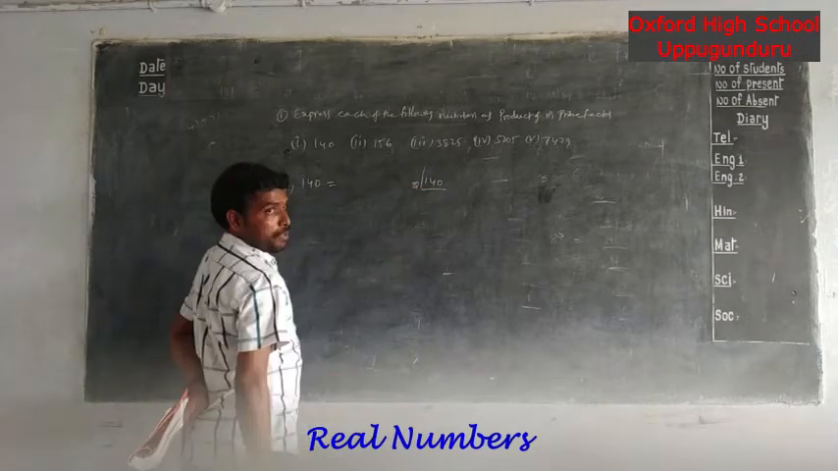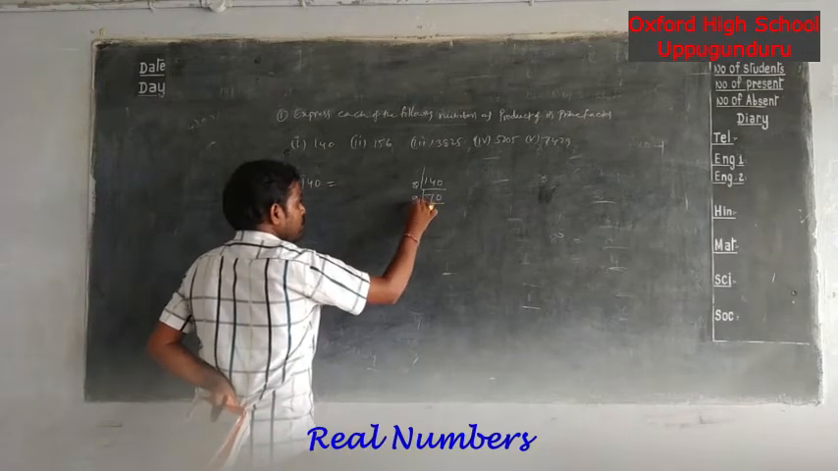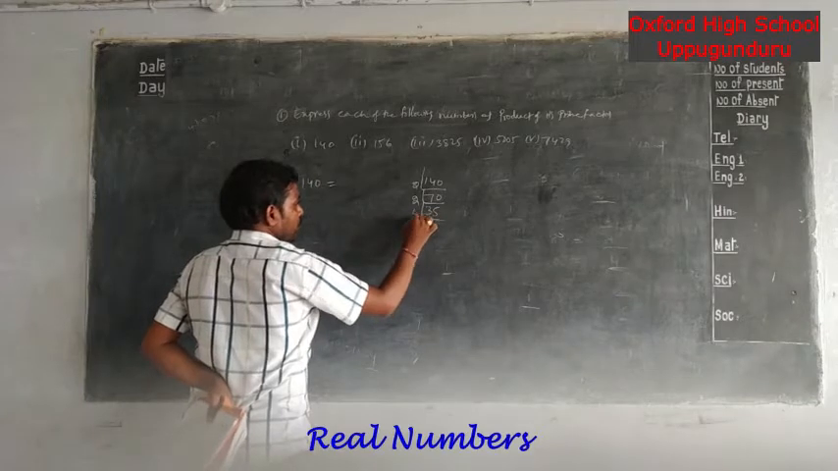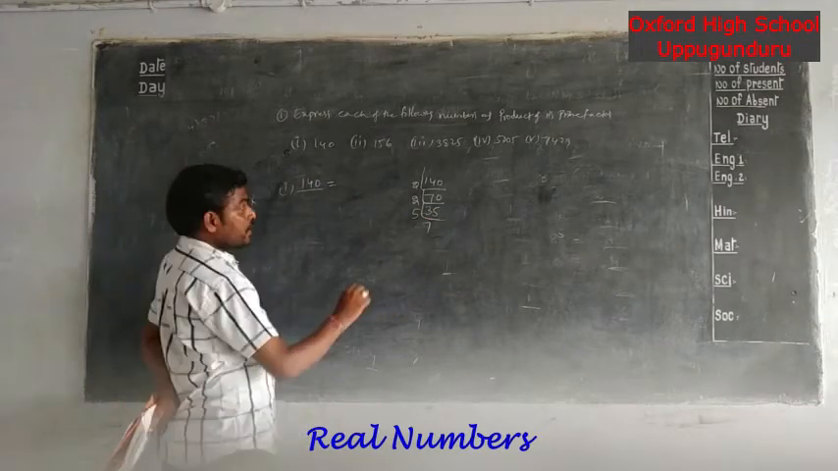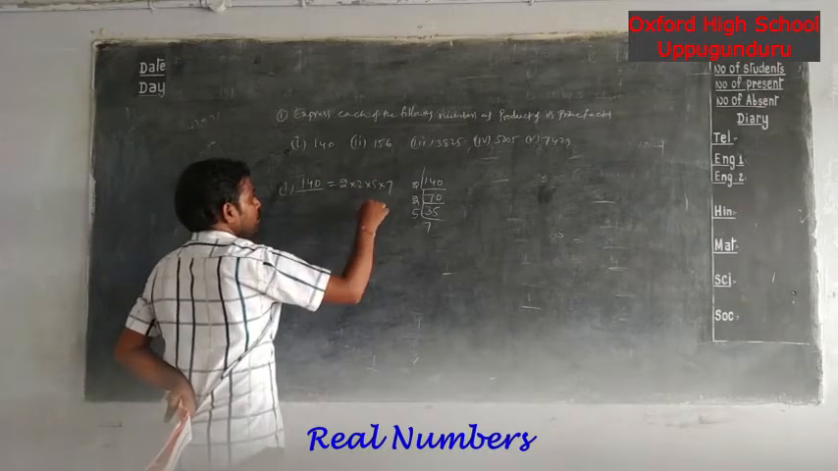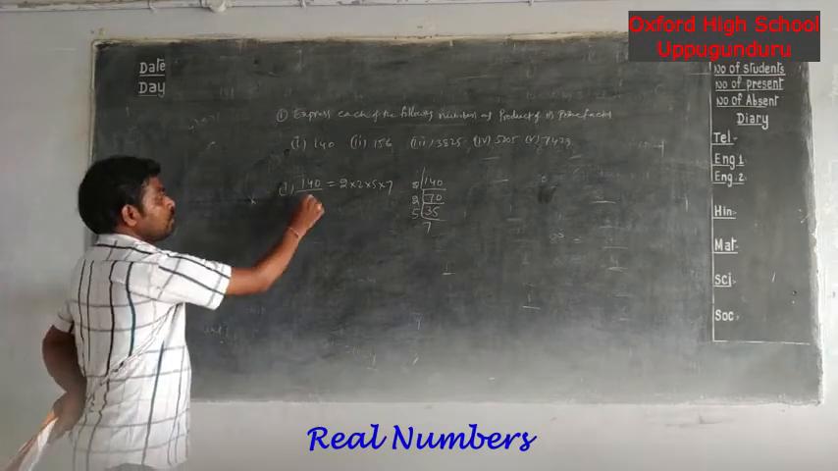2 is the first prime number, least prime number. 2 7s are 14, 140. Again it is divisible by 2, 2 35s. It is divisible by 5, 5 7s. So 140 we are expressing as product of prime numbers, 2 into 5 into 7. This is the prime factorization of 140.